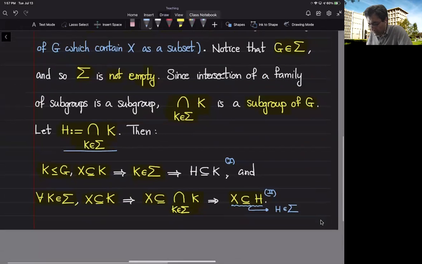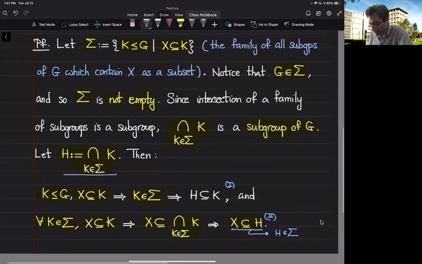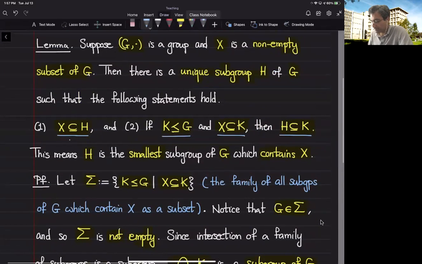I wrote the first part, second and so on, but I explain the first part. I want to explain why X is a subset of H, and this is what I did. I said that for every K inside sigma, I have that X is a subset of K, and therefore X is a subset of the intersection of such Ks, which implies that X is a subset of H. So that gives us the first part.